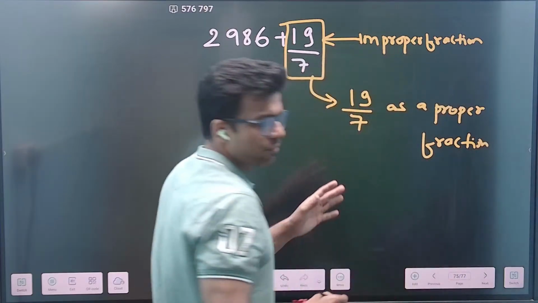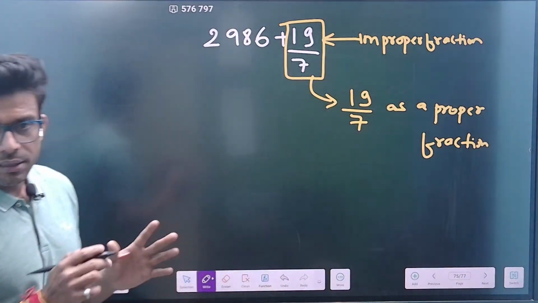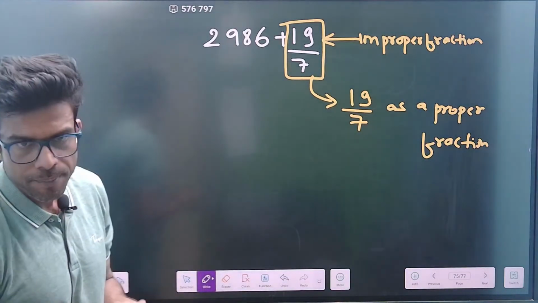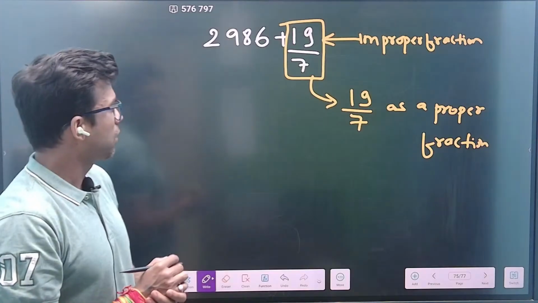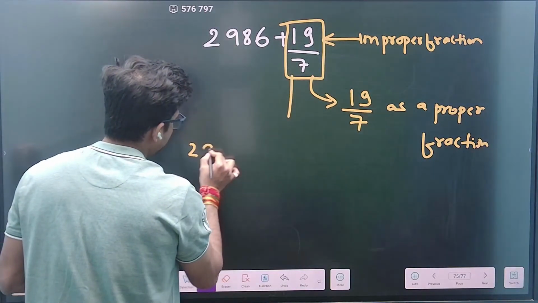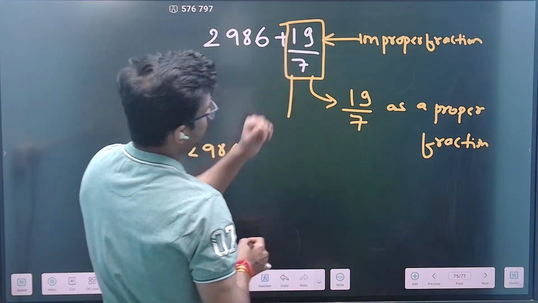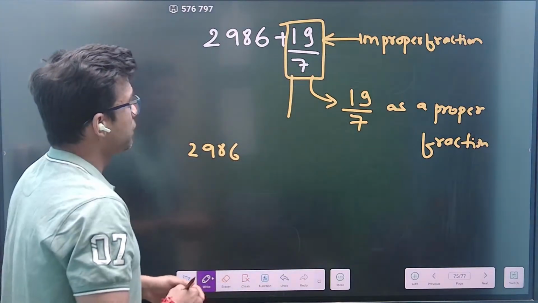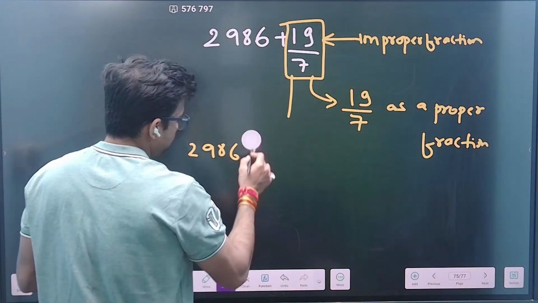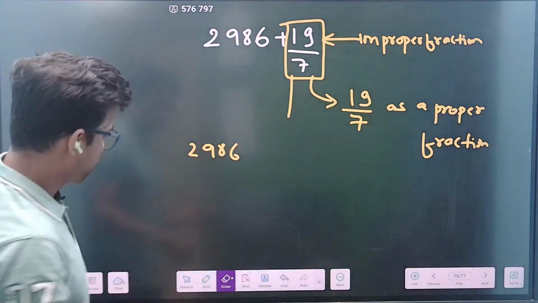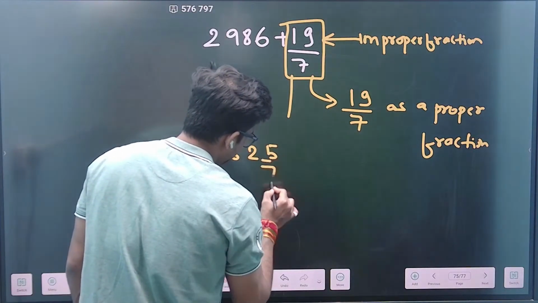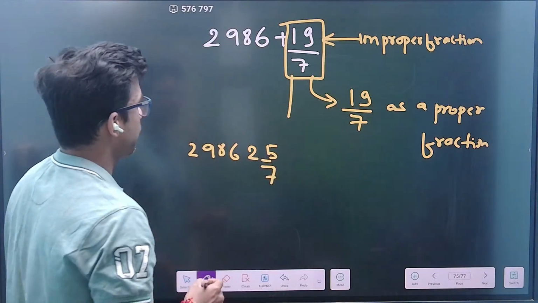It will not require much more time. Just see and think what I am doing. Now you can divide 19 by 7. First solve this one. Divide 19 by 7: 7 2s are 14, so the remainder would be 5, divided by 7.